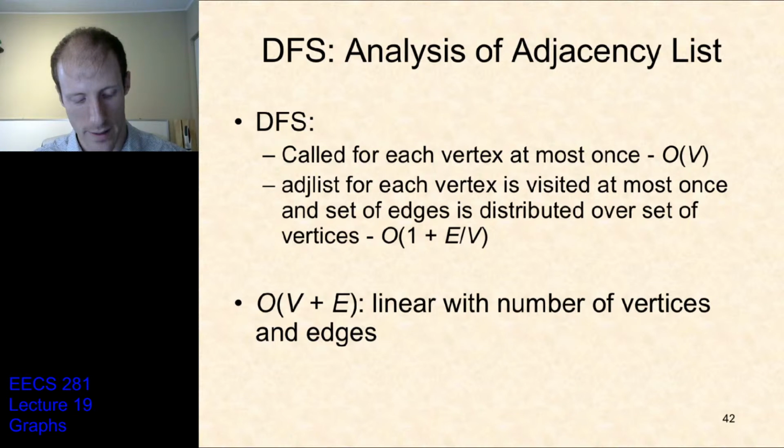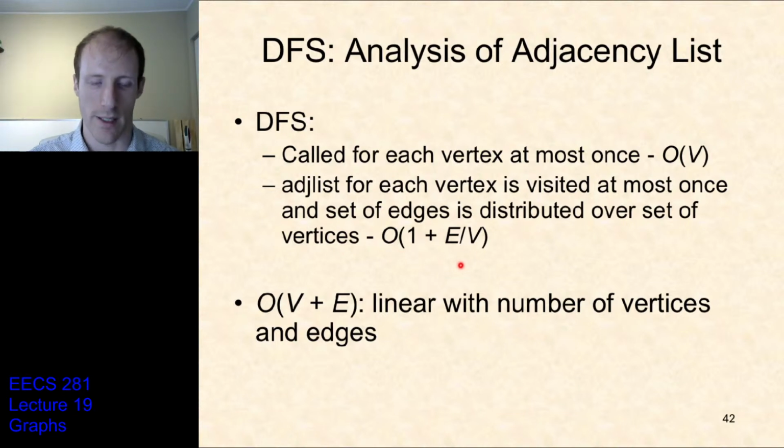So we can multiply these two quantities, right? There's V cases where we need to look up an adjacency list. And each of those cases is going to cost 1 plus E over V time. So overall, DFS is going to be proportional to the number of nodes plus the number of edges in the graph.